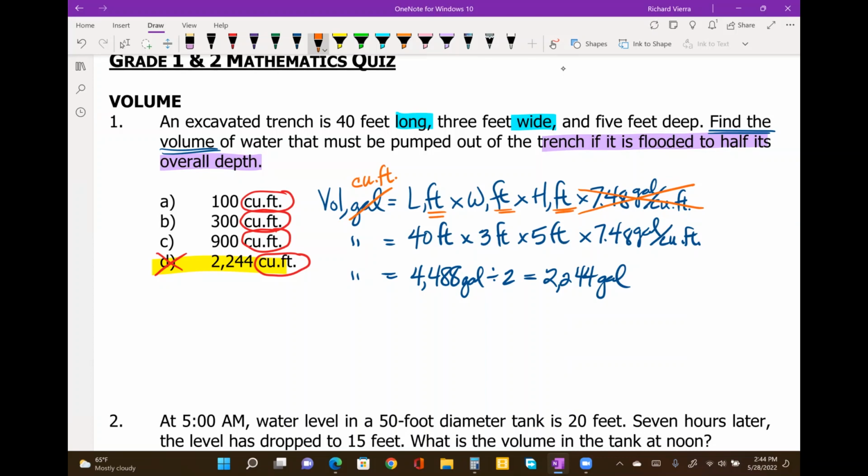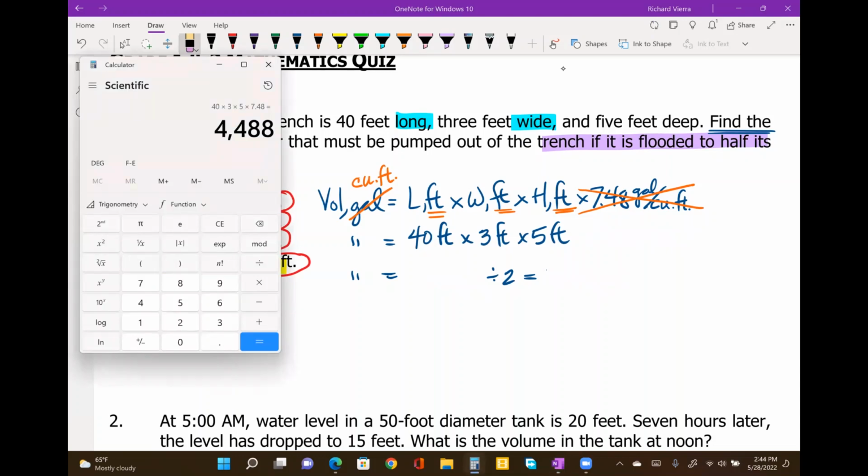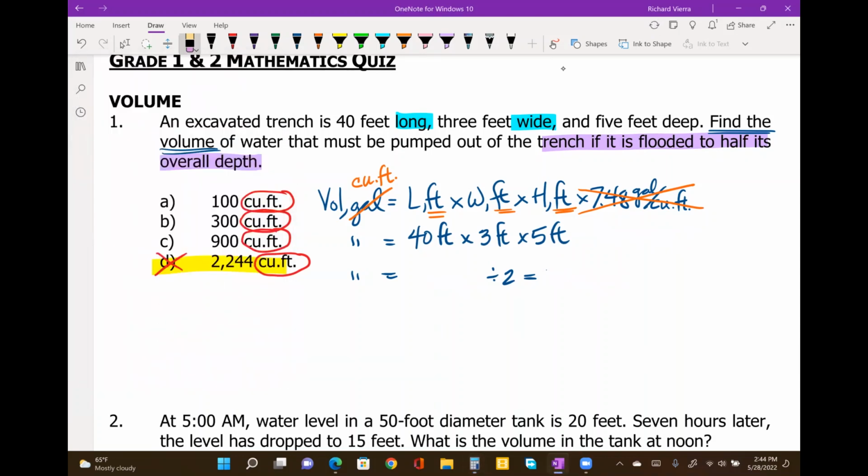So if we leave that off and go through this process again, we'll end up with a very different result, because now all we have is 40 times 3 times 5, which comes out as 600, but this is 600 cubic feet now. So then when we divide by 2, we get 300 cubic feet, and that is the correct answer, answer B.